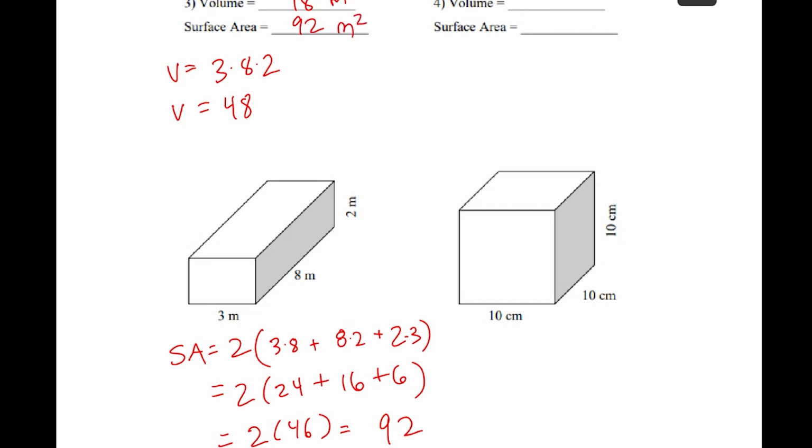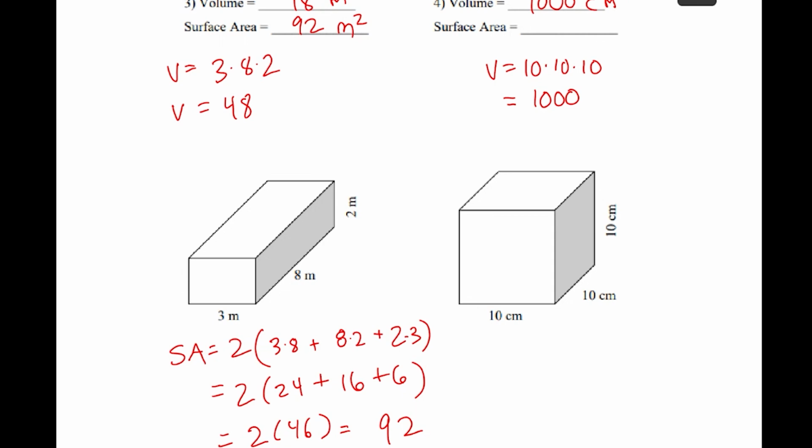For number 4, we actually have a cube. You might notice all the side lengths are the same, 10 by 10 by 10. So the volume is just going to be 10 by 10 by 10. We can multiply that together to get 1,000 cubic centimeters.